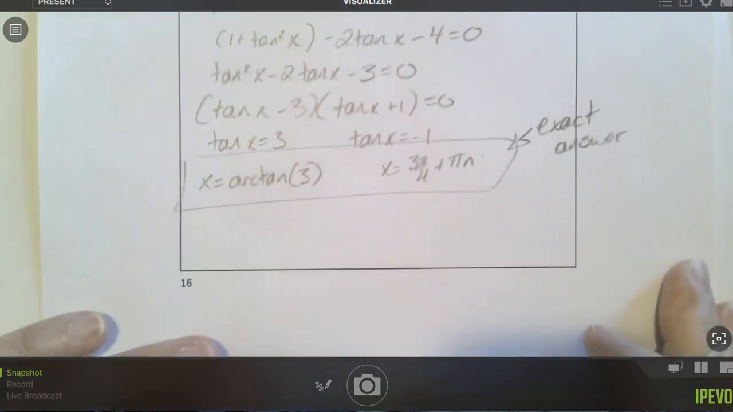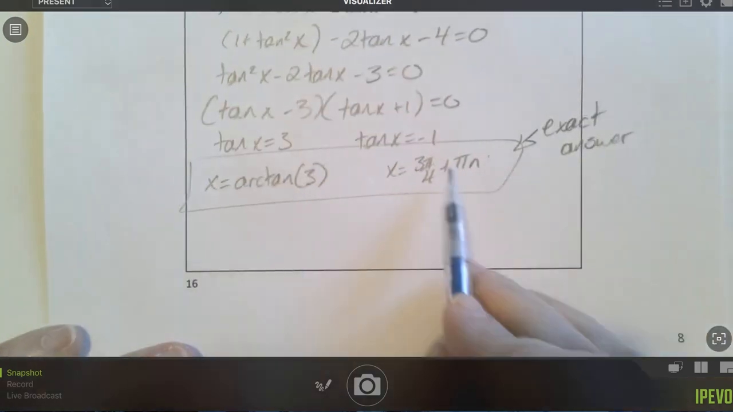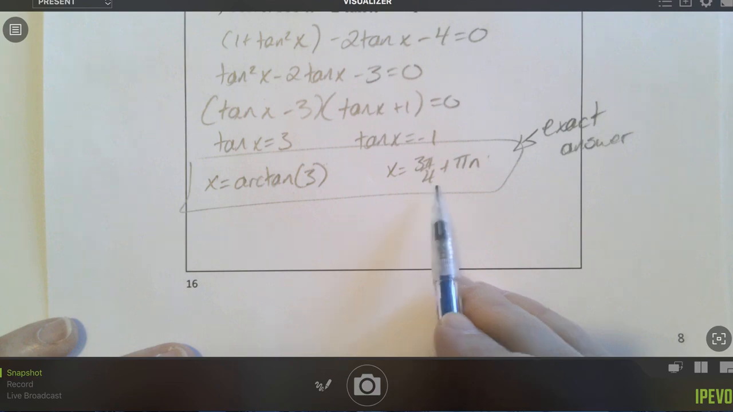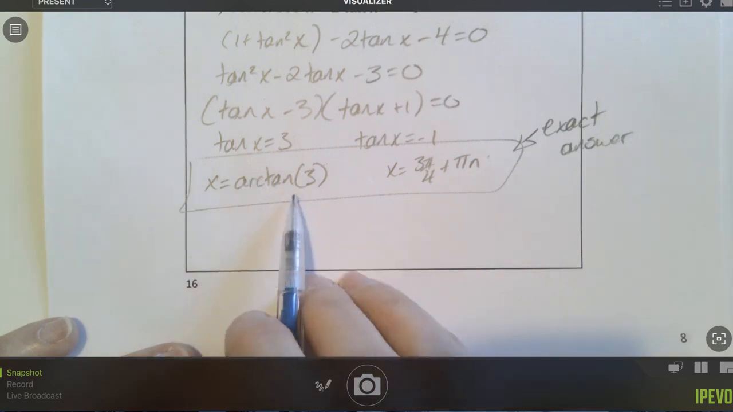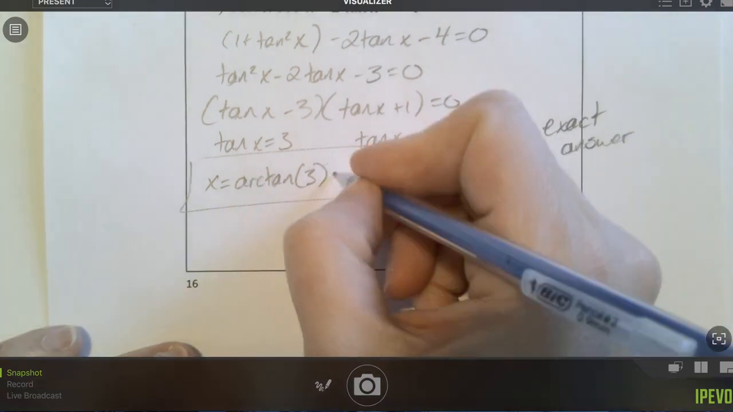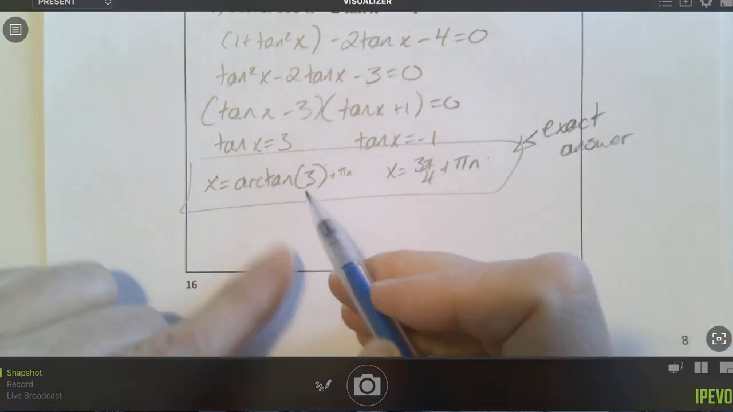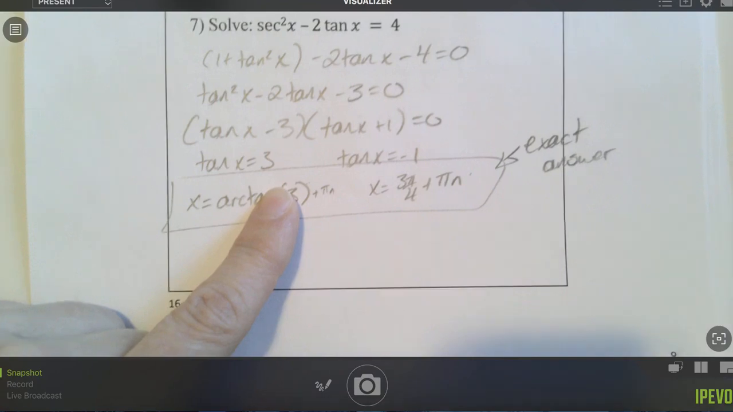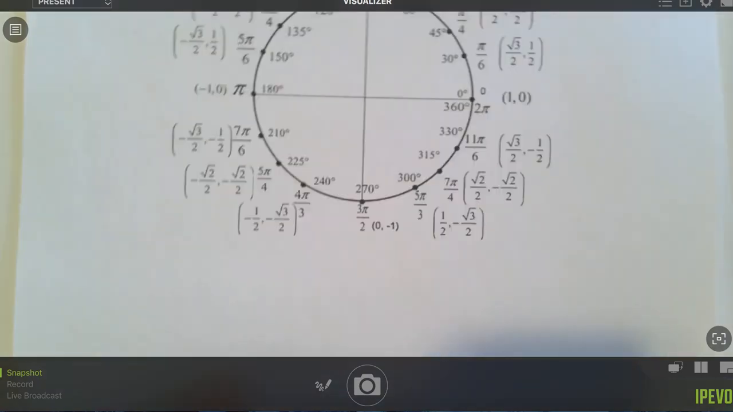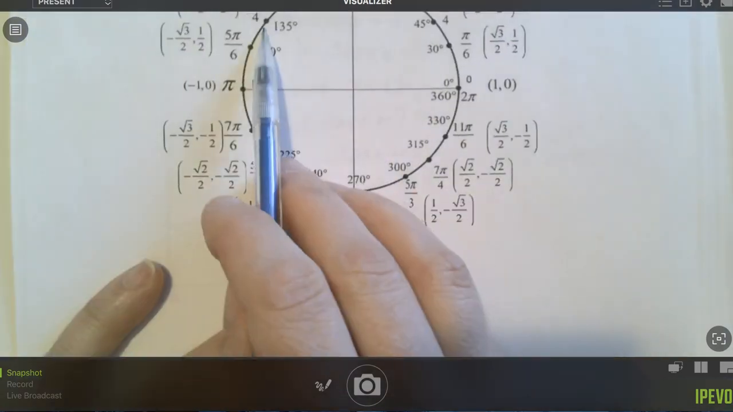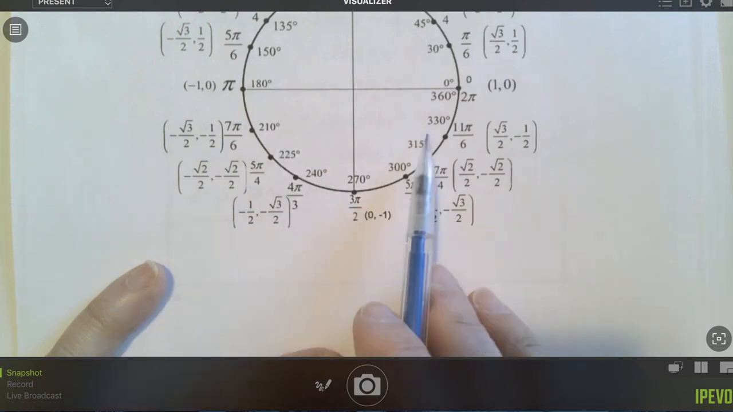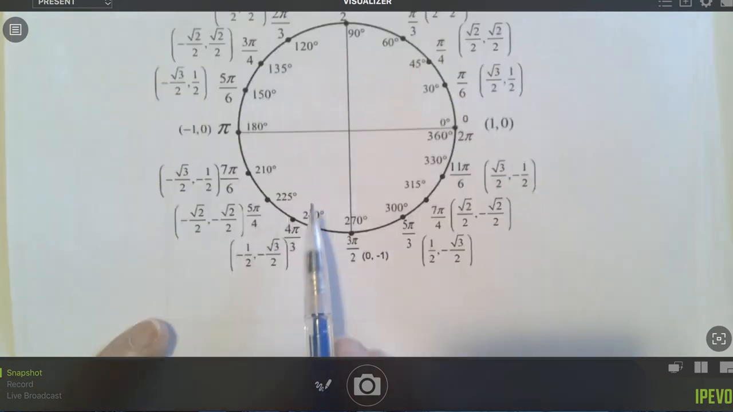And of course, if I wanted an approximate answer, well, this one, 3 pi over 4, we're just going to leave like that. But over here, oops, I should have said plus pi n, because the tangent is -1. Let me go back to the circle for a second. Remember the tangent was -1 here at 3 pi over 4 and 7 pi over 4. And so they hit every 180 degrees away from each other.